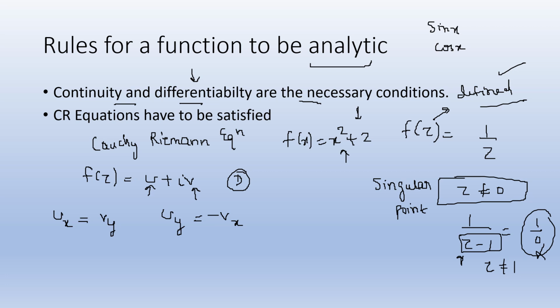Now what is ux? ux is nothing but partial differentiation of u with respect to x. vy is partial differentiation of v with respect to y. This first equation is to be satisfied, and the second equation is partial differentiation of u with respect to y has to be equal to negative of partial differentiation of v with respect to x. Okay, how can you check that?